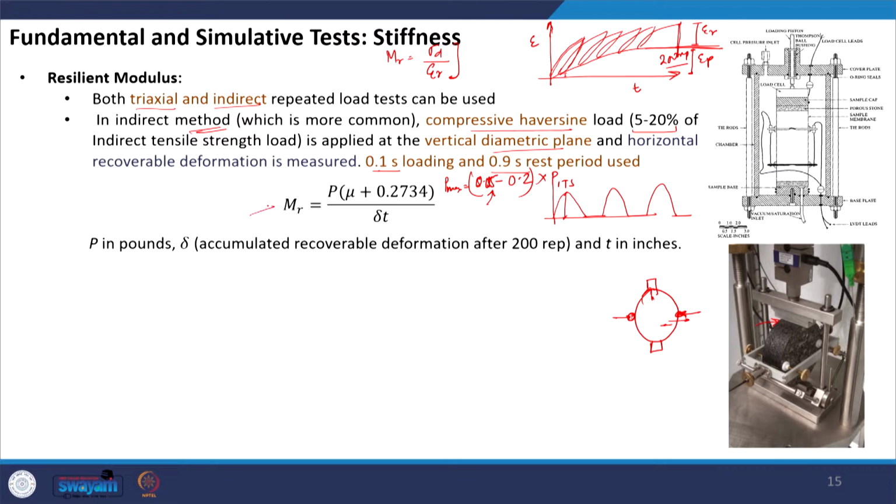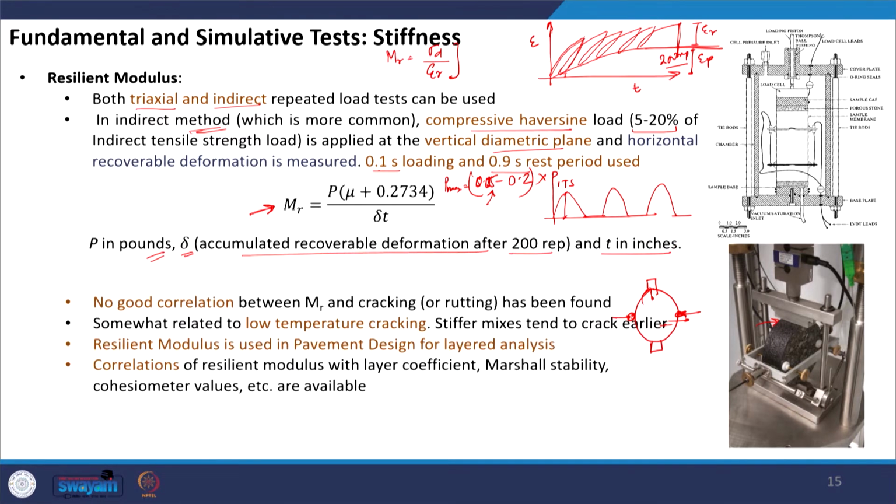So, this is a formula for calculating the resilient modulus as given in some of the guidelines. Here P is the load in pounds, delta is the accumulated recoverable deformation after 200 repetitions, and T is the thickness of the sample in inches. Some of the key points about the resilient modulus test are that a very good correlation between resilient modulus and cracking or rutting potential has not been found.